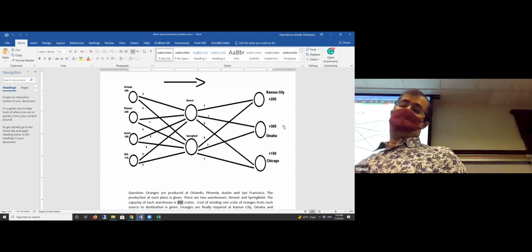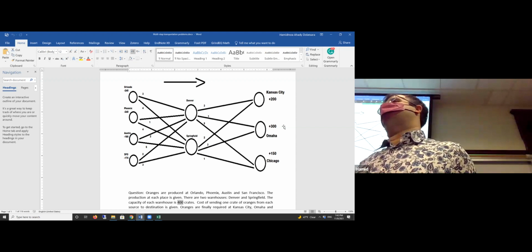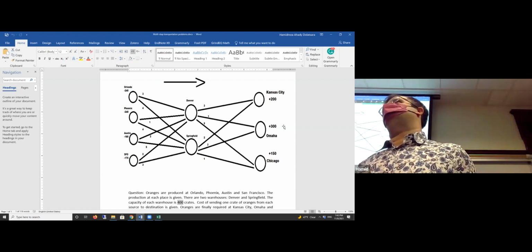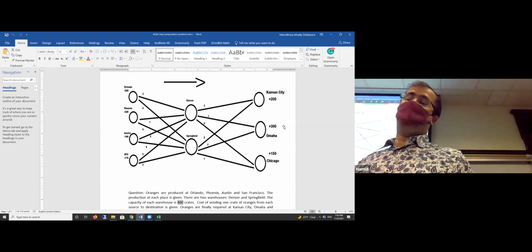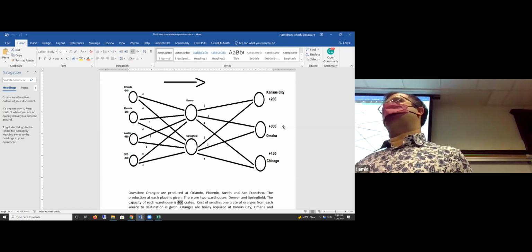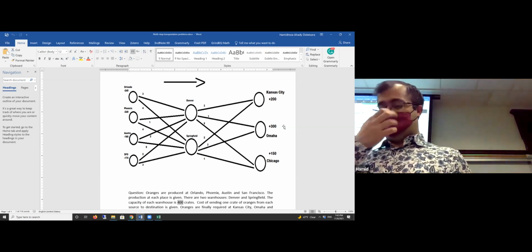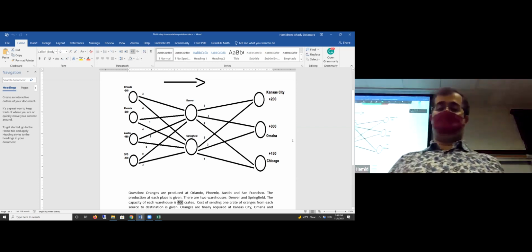So I solved this problem two ways. One way needs more creativity if you want to do it through Excel. Another one is through Lingo. For your final exam, you can submit over Lingo. It doesn't need that much creativity. So let's look at the problem.